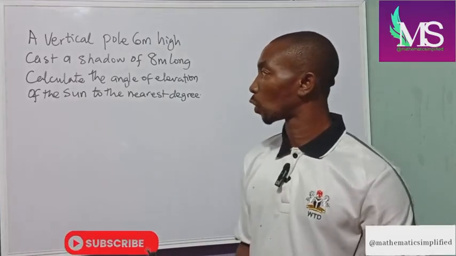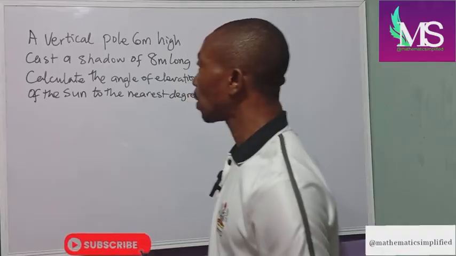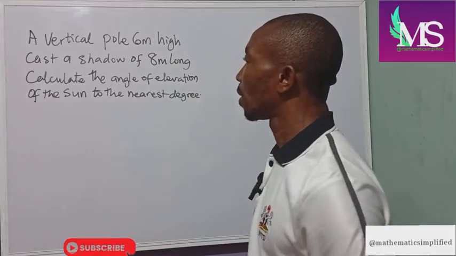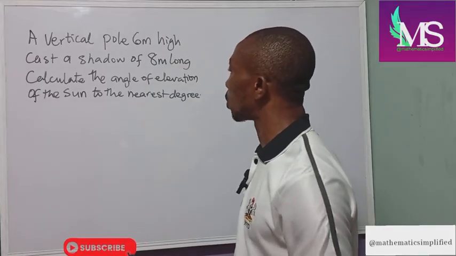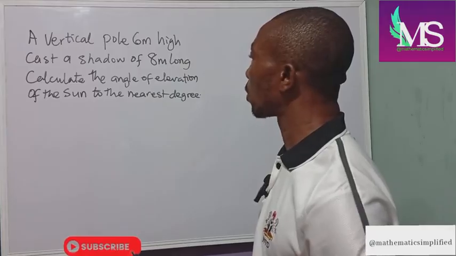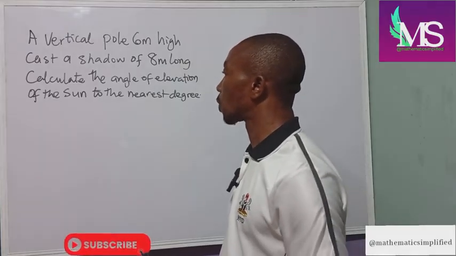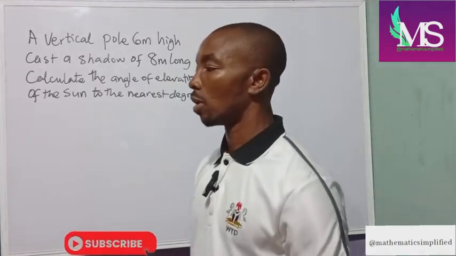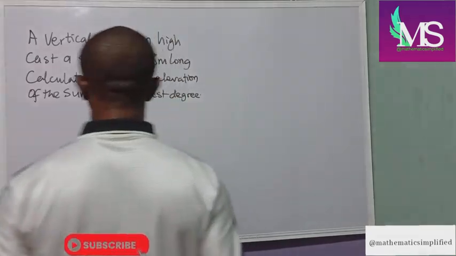Now, going right into it, our first question says, a vertical pole 6 meters high casts a shadow of 8 meters long. Calculate the angle of elevation of the sun to the nearest degree. Now, this question is on angle of elevation and depression.